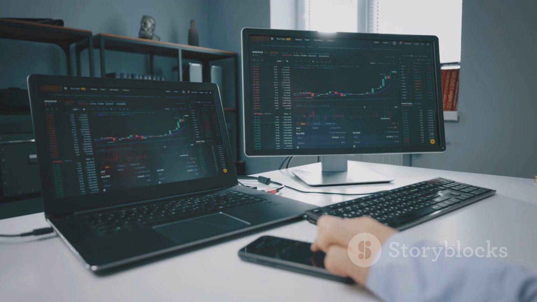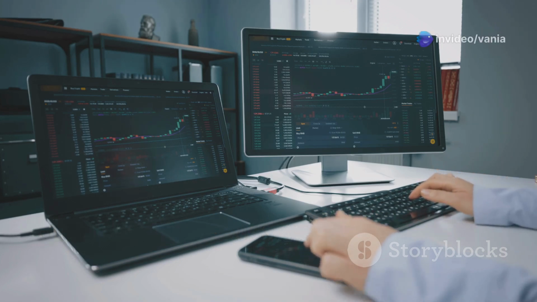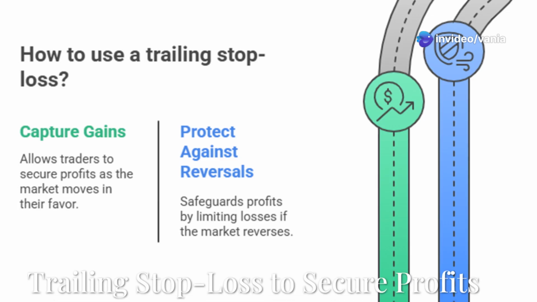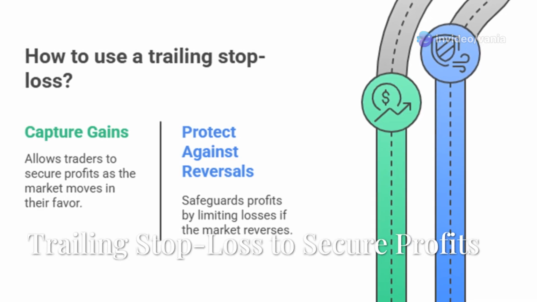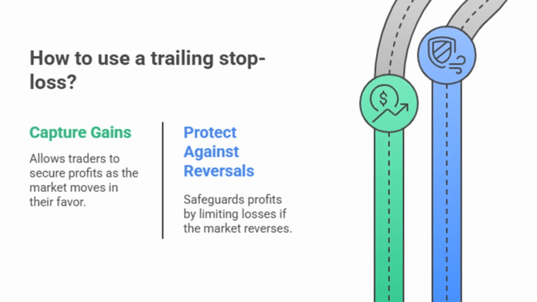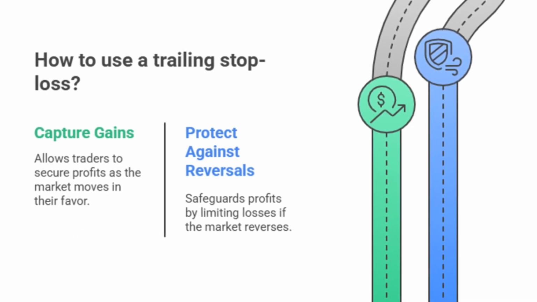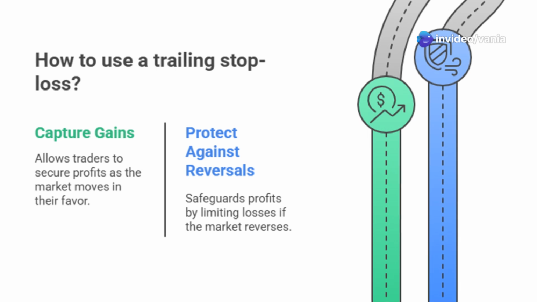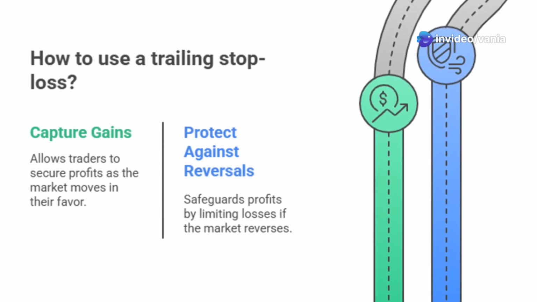As a breakout trade moves in your favor, adjusting stop loss and take profit levels helps to lock in profits while reducing risk. A trailing stop loss moves up, or down in the case of a short trade, as the trade progresses, helping traders capture more gains while still protecting against reversals.